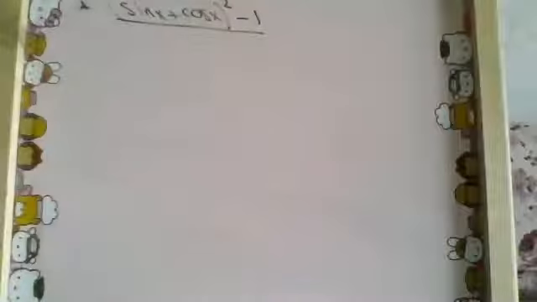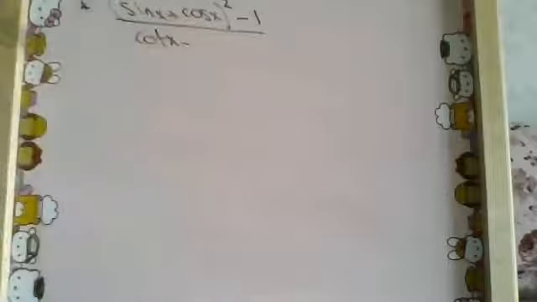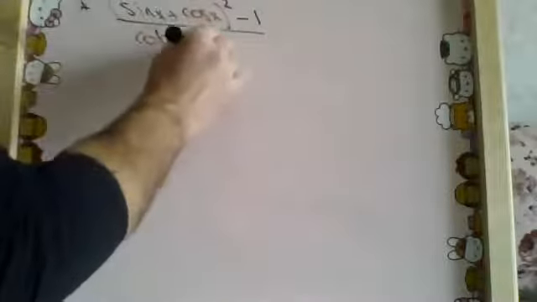Part 4. (sin x plus cosine x) squared minus 1, over cotangent x minus sin x cosine x, is equal to 2 tangent squared x.